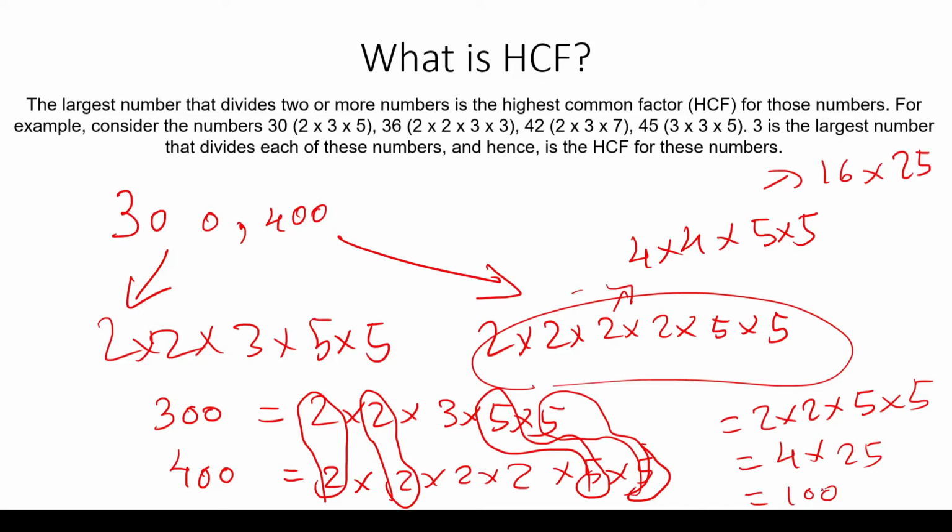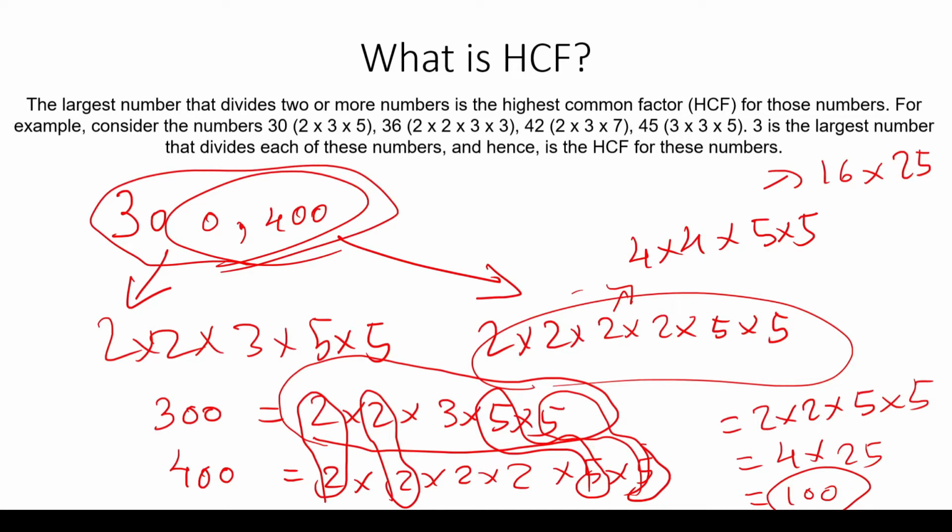So we have to multiply all the common factors of these numbers. Like here 2 is common 2 times and 5 is common 2 times. So 2 into 2 into 5 into 5 means 100. Hence 100 is the HCF of 300 and 400.